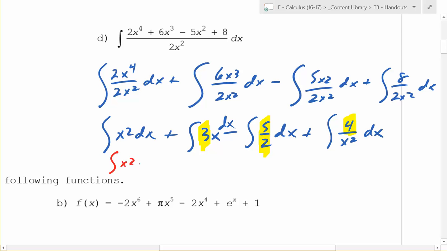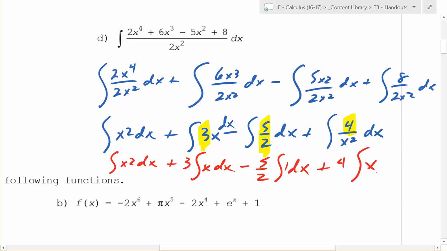The integral of x squared dx. Pull out 3 times the integral of x dx minus what? 5 over 2. It's 5 over 2. Yeah, it's just 5 over 2 dx, right? So you can put a 1 there if it makes you feel better, plus 4 times the integral of x to the what power? Negative what? Negative 2 dx.